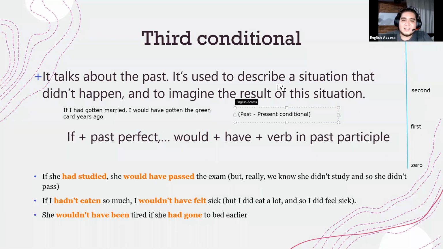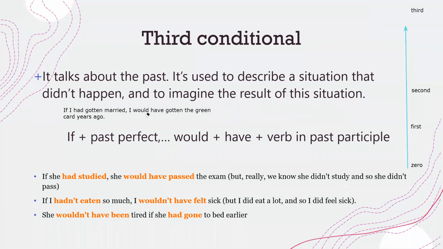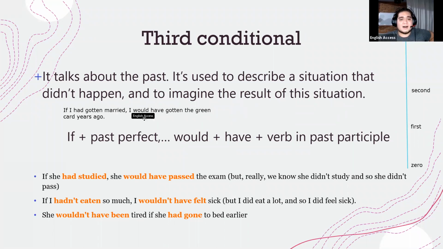Thank you very much. Now, this is a good example. If I had gotten married, I would have gotten the green card years ago, okay? But she didn't get married, and because of that, she didn't get the green card. Yes? Is this clear?